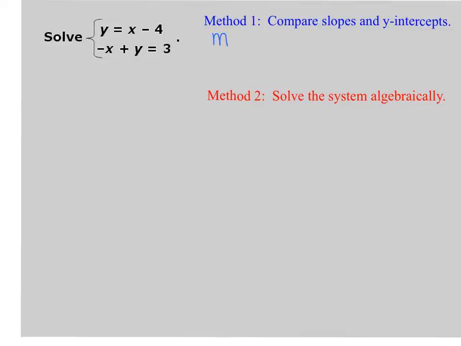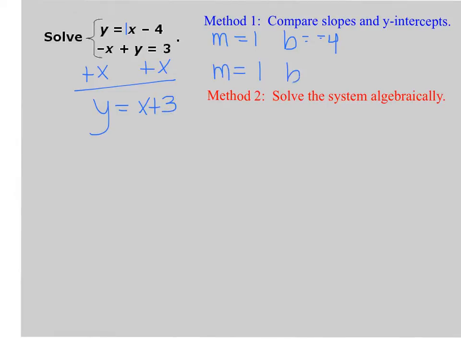The slope of the first equation is 1. The y-intercept is -4. And I know that because it's just in slope-intercept form for us already. The bottom equation, we would need to get into slope-intercept form. Once we do, we know that the slope is 1 and the y-intercept is 3. So the slopes are the same, the y-intercepts are different, which results in parallel lines. So there are no solutions.